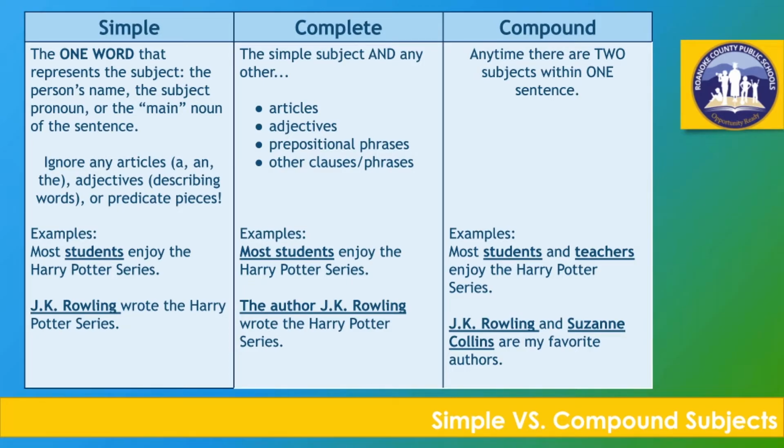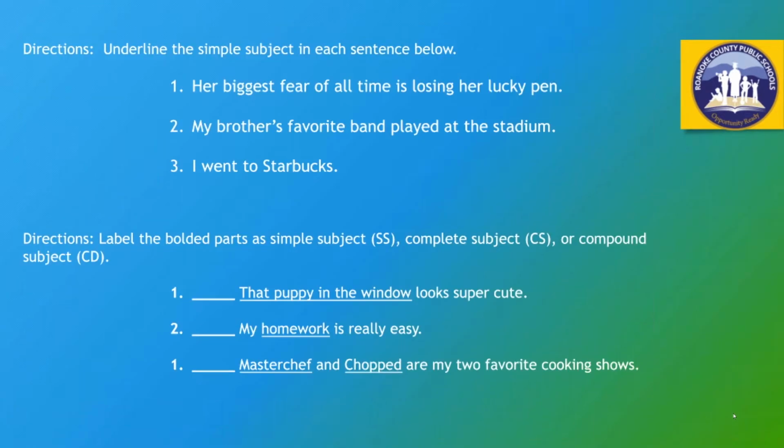And then compound is also exactly as it sounds. That's where we have two subjects within one sentence. So let's look at the examples. Most students and teachers enjoy the Harry Potter series. So there we have students and teachers who are doing the enjoying. J.K. Rowling and Suzanne Collins are my favorite authors. Okay, so they are the ones that are the favorite. Therefore, they are the two subjects.